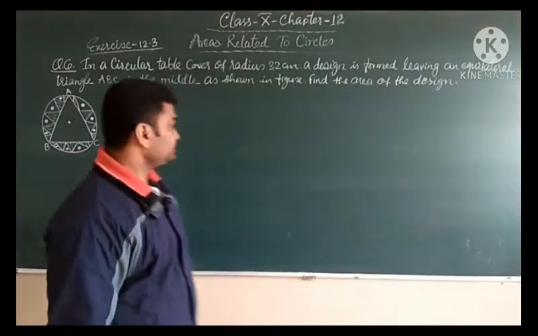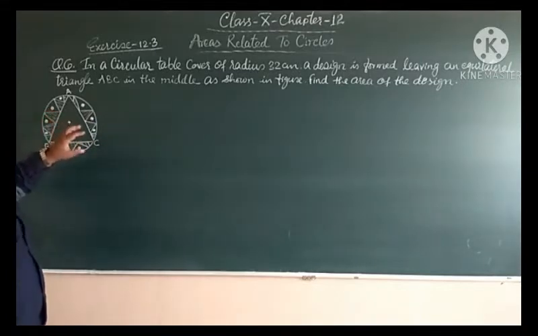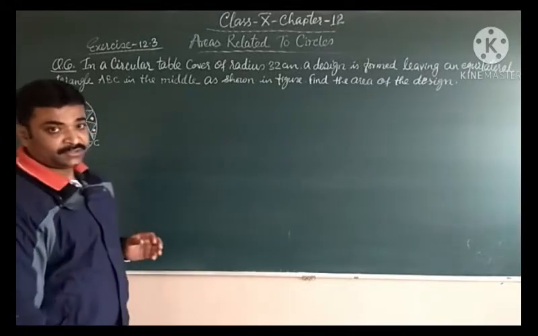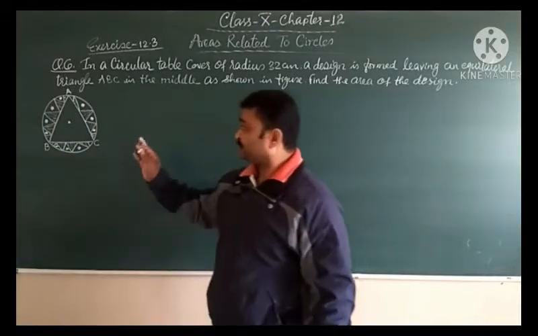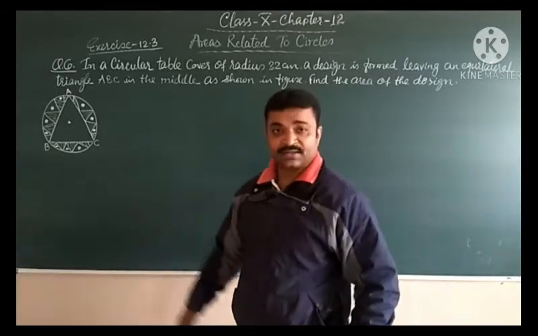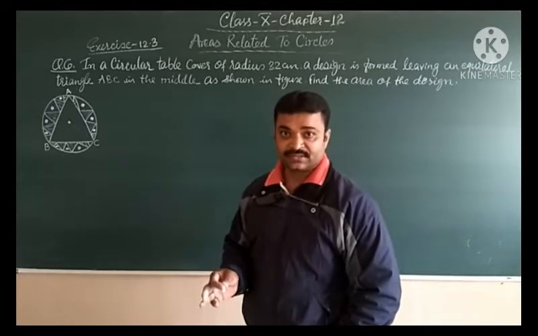See, it's a circular table cover. In the middle, there is an equilateral triangle ABC and leaving the remaining part. That means we have to find the area of the remaining part, that is, the area of the design. How will we find it? If we subtract the area of the triangle from the area of the circle, then easily we will find the area of the remaining part, that is the area of the design, isn't it?